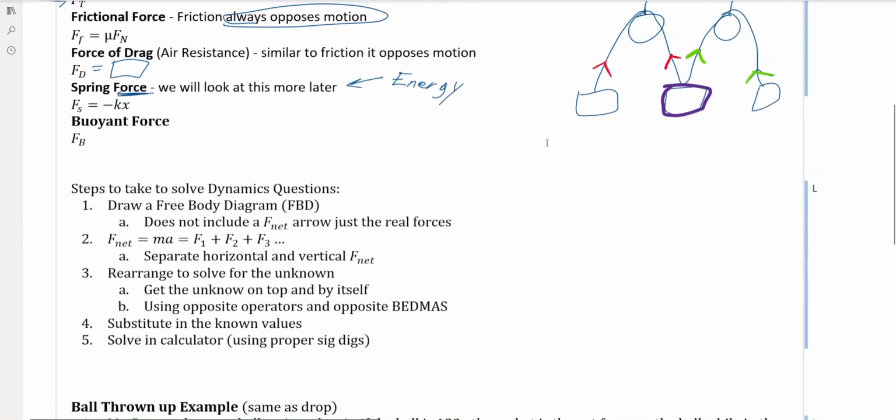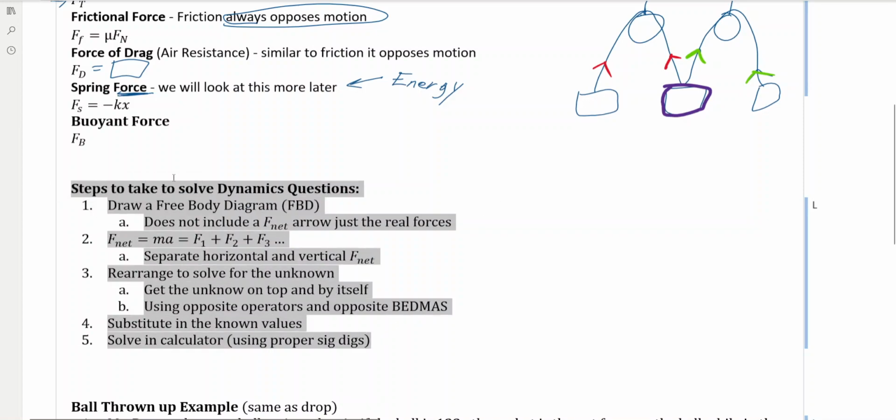Here are the steps to solving a dynamics question. This is really, really important. So feel free to copy this down somewhere, as these are the same steps I will take on the next couple of questions in this video as well as the next video. So really important topic here.